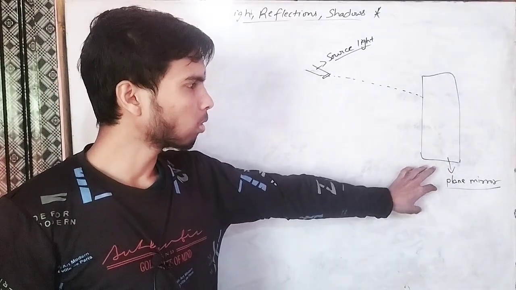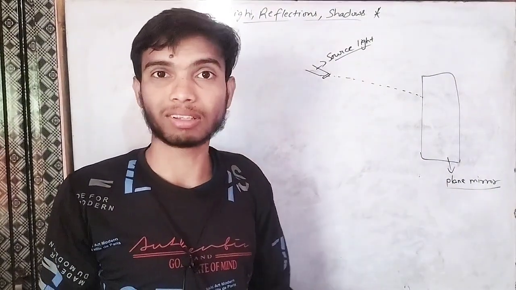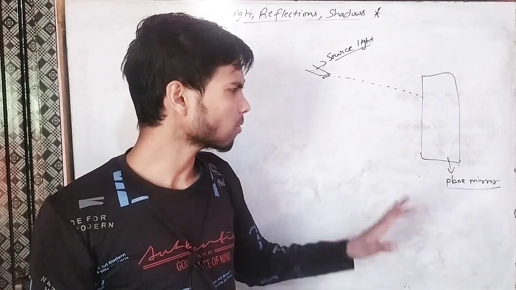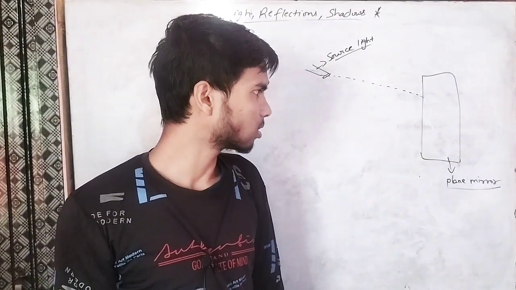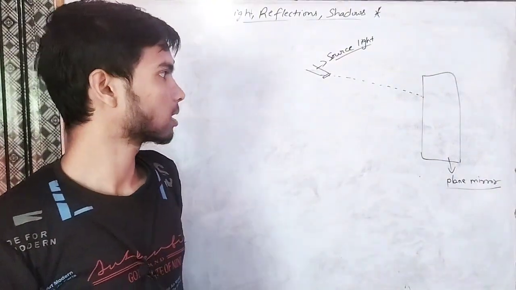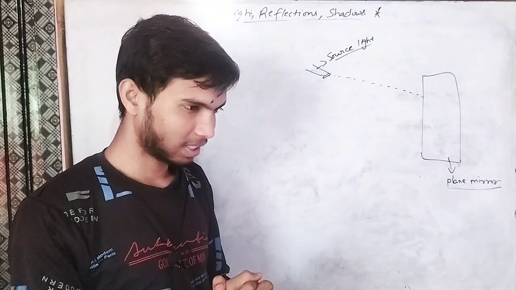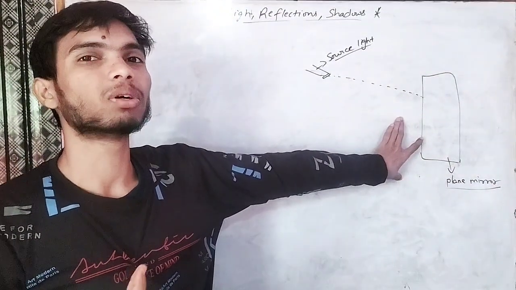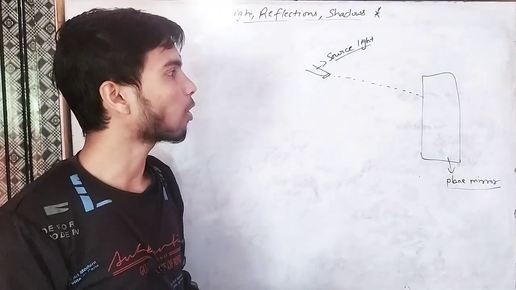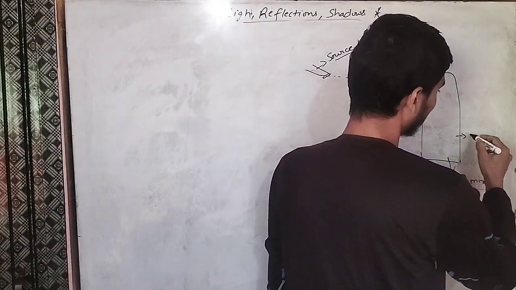I wanted to ask you, which type of mirror is it? So this is a plane mirror. Okay. This is an object. In other words, we can say this is an object. But what type of object is it? This is opaque.